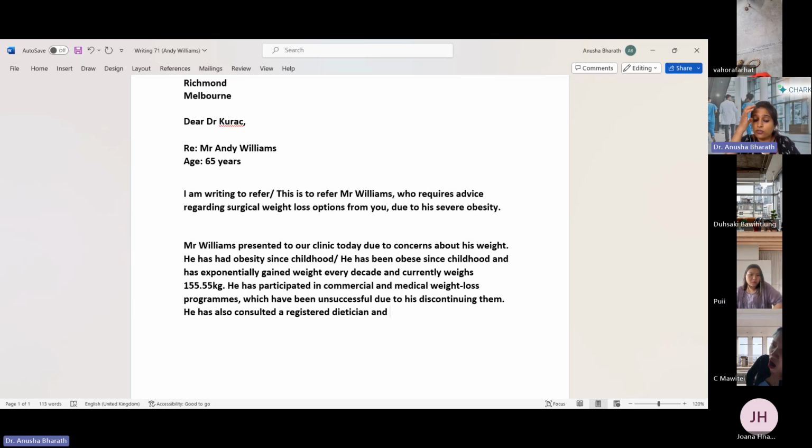Let us cut off "also" and say "and has been reluctant to consider surgery because of associated complications." All right. Yes, ma'am. Because of associated complications. Full stop. Next.